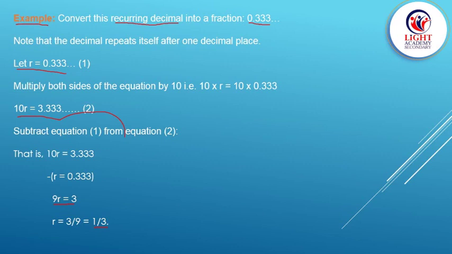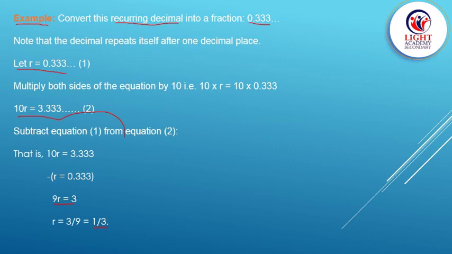Note that the decimal repeats itself after one decimal place. So let's suppose r is equal to 0.3333, the main number we equate with r, and that is equation number 1. The next step is to multiply both sides of the equation by 10. When we multiply 10 by r, it is 10r, and when you multiply 10 by 0.333, it gives you 10r is equal to 3.333, and this is your equation number 2.